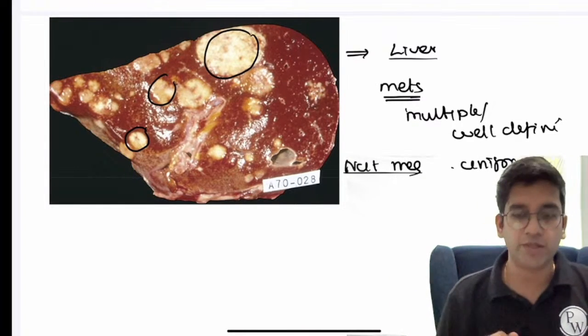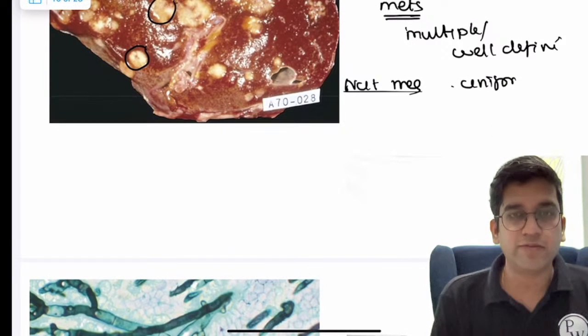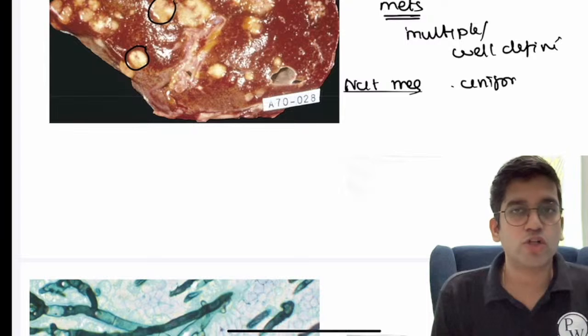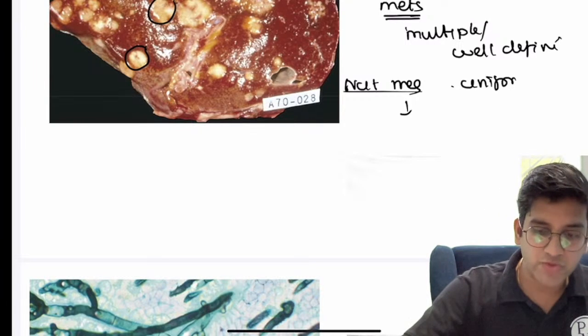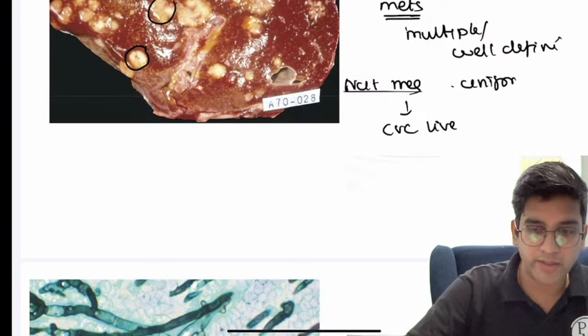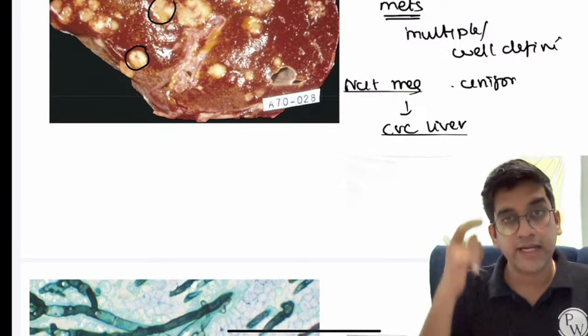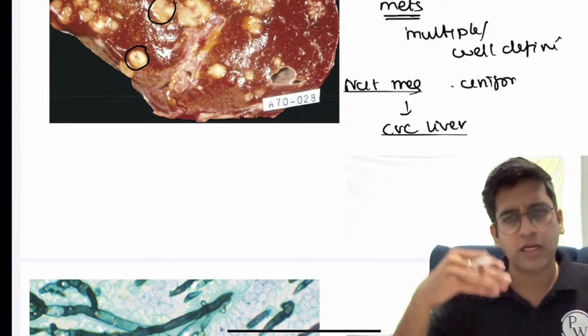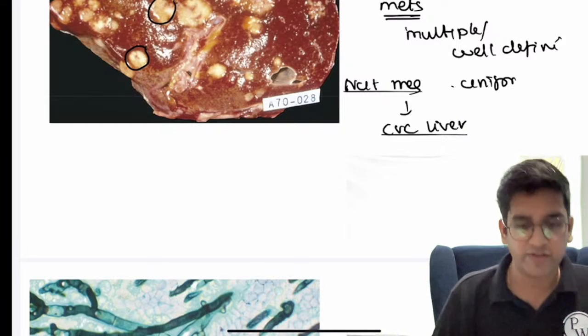Perfect. Just a leading question. In which condition do you see nutmeg liver? Yes, you'll have dot things like what your drug of choice said. That will be seen in nutmeg liver. Which condition? You see it in CVC liver, right? Chronic venous congestion of the liver is where you see nutmeg liver. Perfect. Heart failure resulting in chronic venous congestion of the liver.